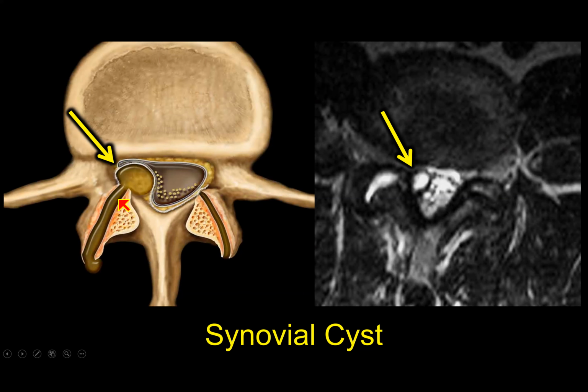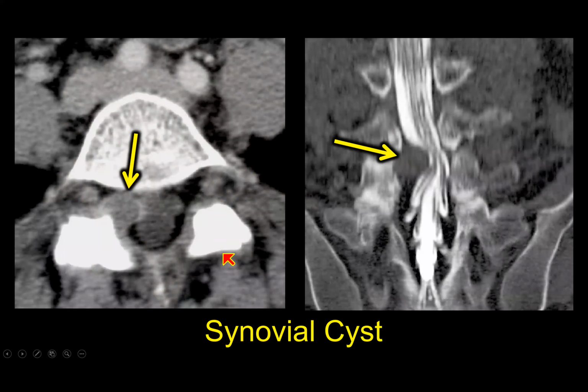So here's a nice graphic showing fluid in that joint and a synovial cyst extending anteriorly that is pushing and displacing the thecal sac, and a nice correlating axial T2, again showing fluid in that facet joint and fluid here at that level. It may look like it's not contiguous, but often there's a thin connection between them. That's a good appearance for a synovial cyst that may be displacing the thecal sac at that level. So fluid signal intensity on MR or fluid density on CT.